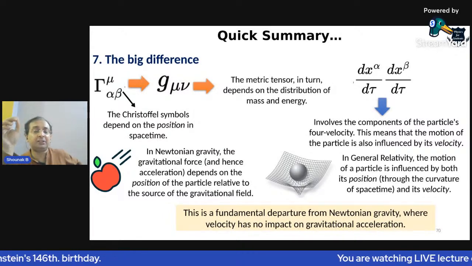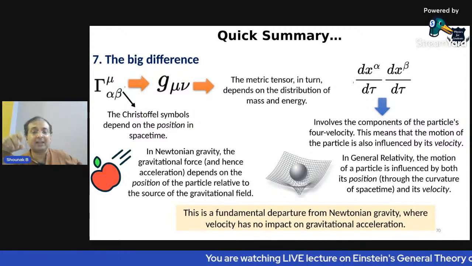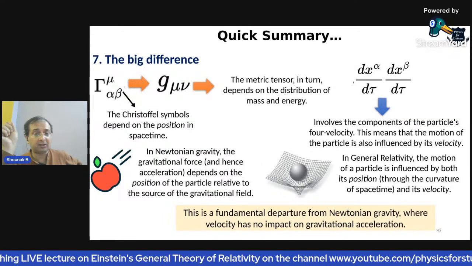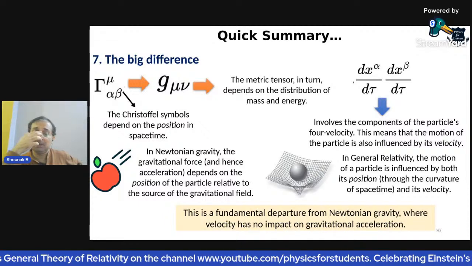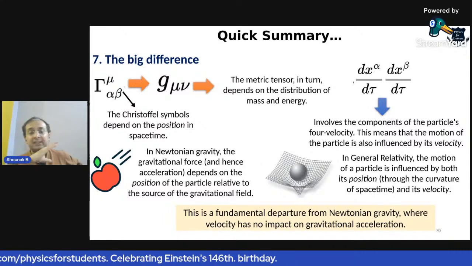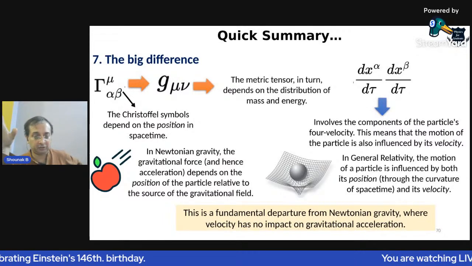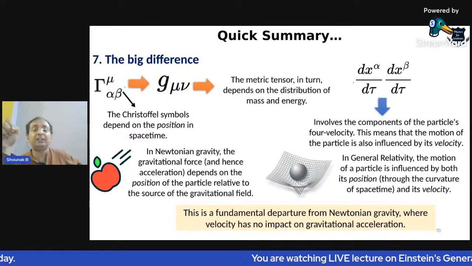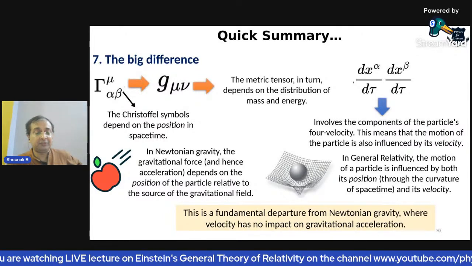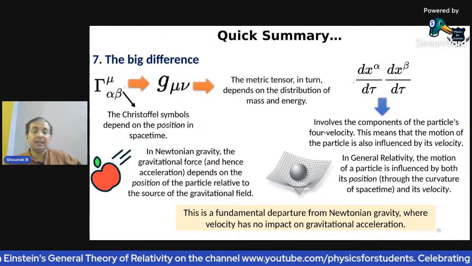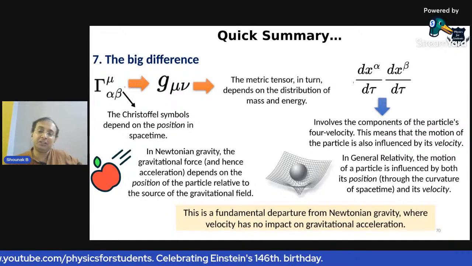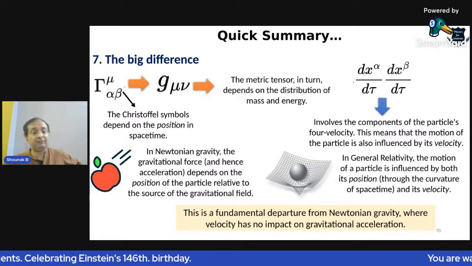The most important difference between Newtonian gravity and Einstein gravity is that the gravitational force, and hence acceleration, in Newtonian gravity depends on the position of the particle relative to the source of the gravitational field. But velocity is independent. We discussed earlier, the acceleration due to gravity in Newtonian physics has nothing to do with the particle's velocity. But in general relativity, velocity plays a role in determining the motion of particles, whereas in Newtonian it does not. So we can say that in general relativity, the motion of a particle is influenced by both its position and velocity. And this is a fundamental departure from Newtonian gravity, where velocity has no impact on gravitational acceleration.